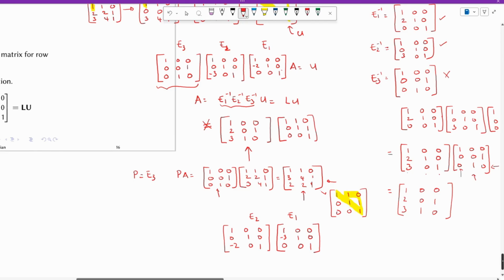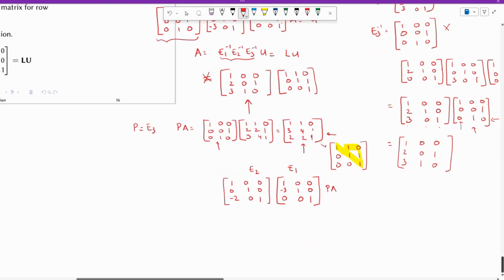Now, this is then PA, because we started with PA, not A. Now tell me what will be, well, both are lower triangular, their inverses will be lower triangular. The product has to be lower triangular. That means I should be able to get what is this?